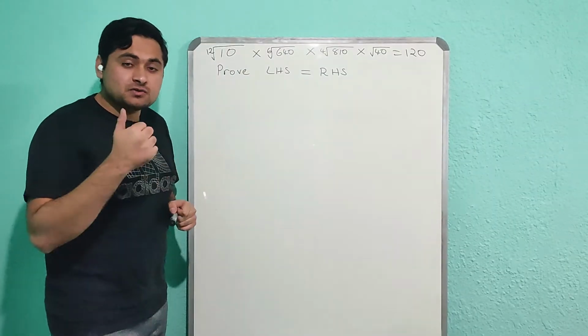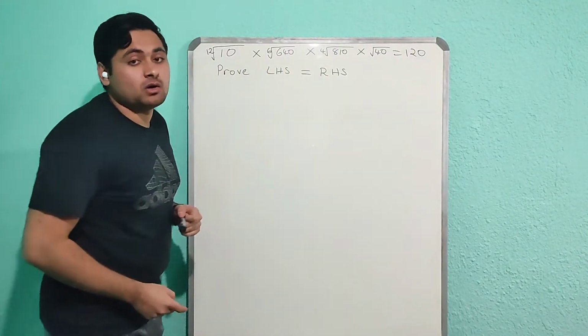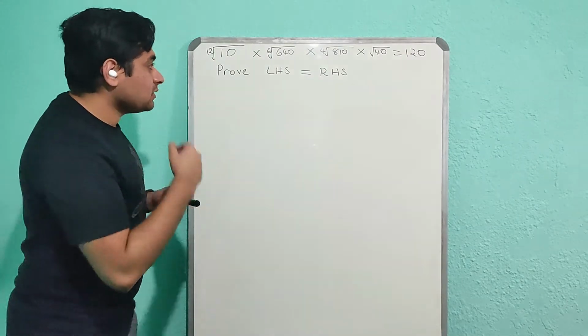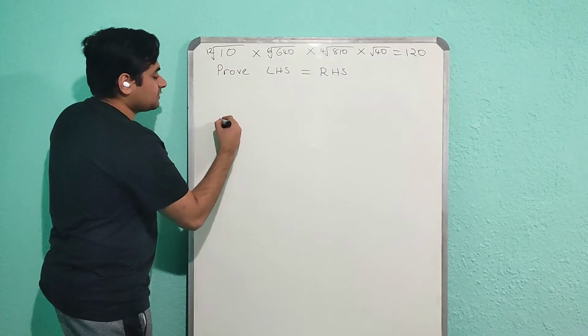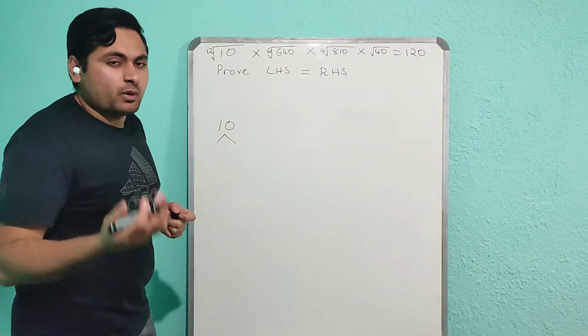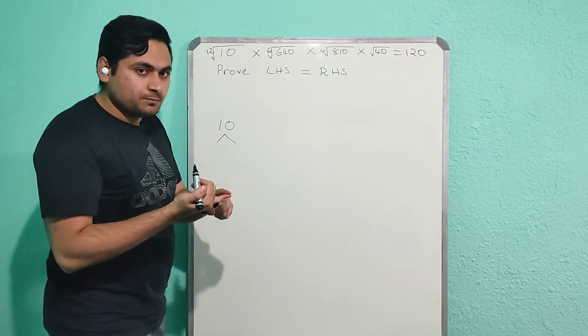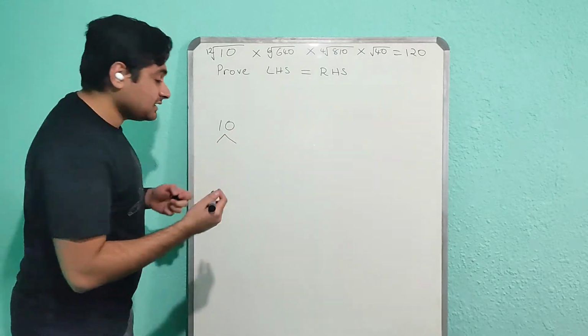First we need to find the prime factors of each of these numbers that are inside all the roots. Let's find the prime factors of 10 first. 10 is an even number, so what are the divisors of even numbers? 2, 4, 6 and 8. So the smallest divisor of 10 is 2.